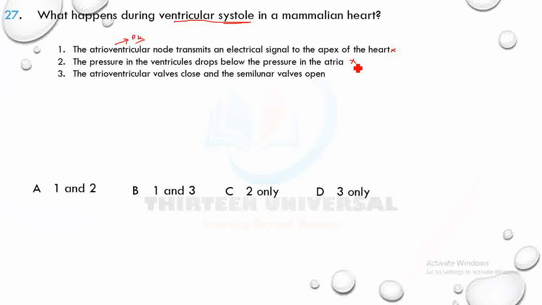Okay. Alright, 3 says the atrioventricular valves close and semilunar valves open. Yes. So when ventricles are contracting, the pressure in the ventricles is higher than the pressure in the atria. So to prevent backflow of blood from the ventricles to the atria, the atrioventricular valves have to close, and the blood has to move to the aorta and pulmonary arteries. So the semilunar valves open. So it's only number 3 that is correct. So D is the answer.